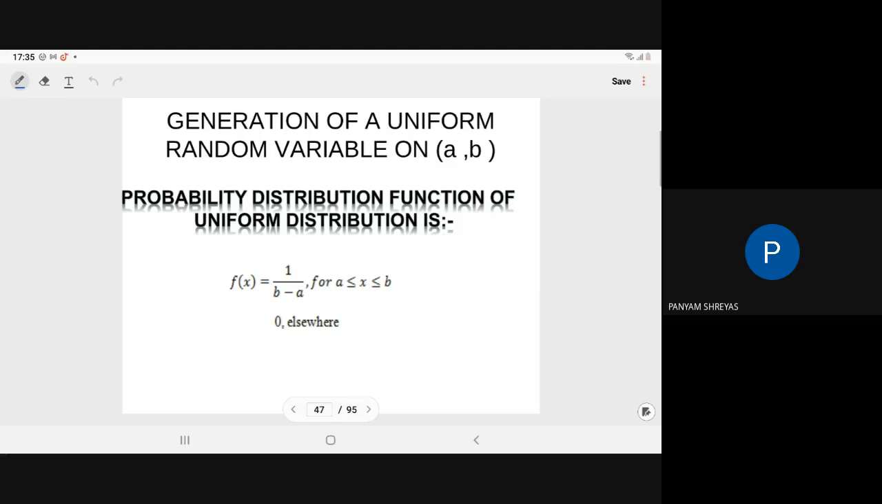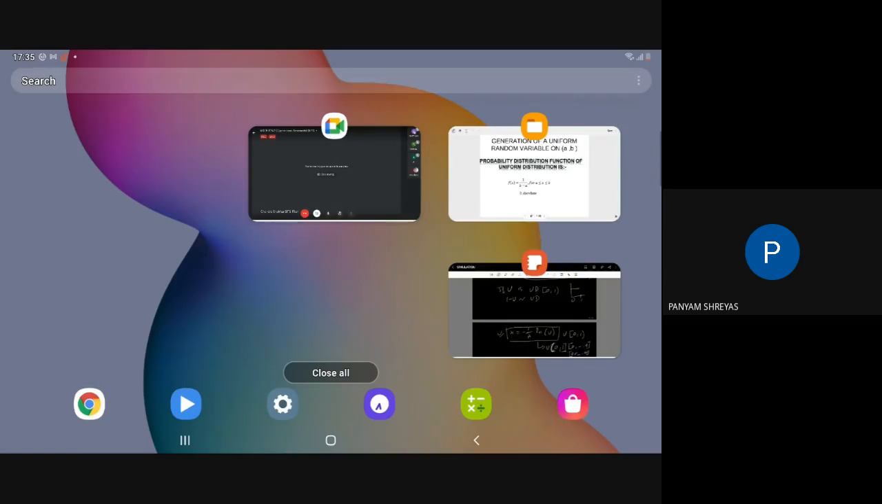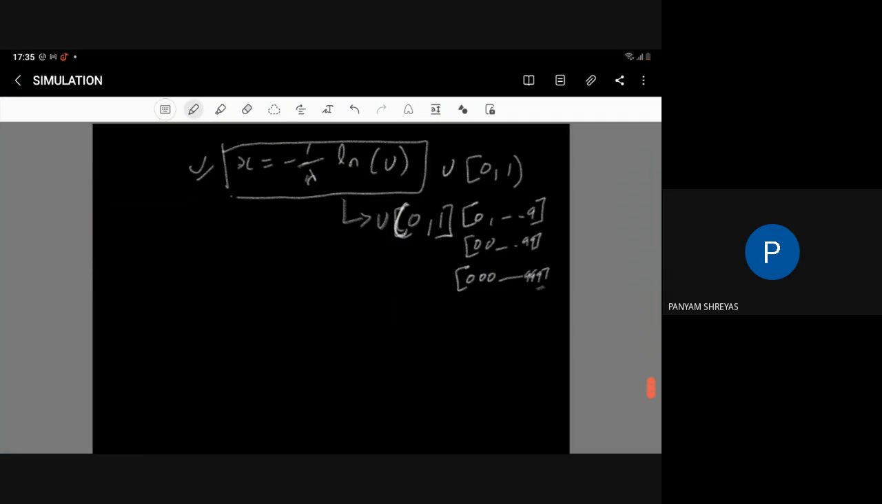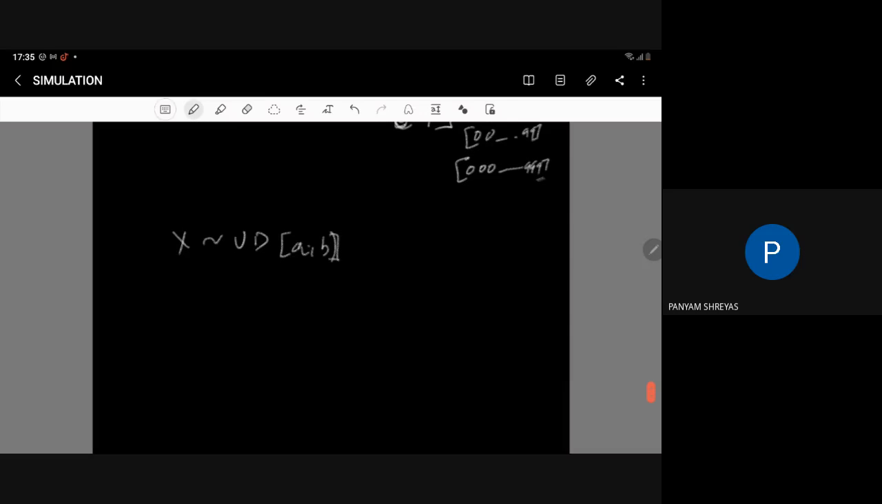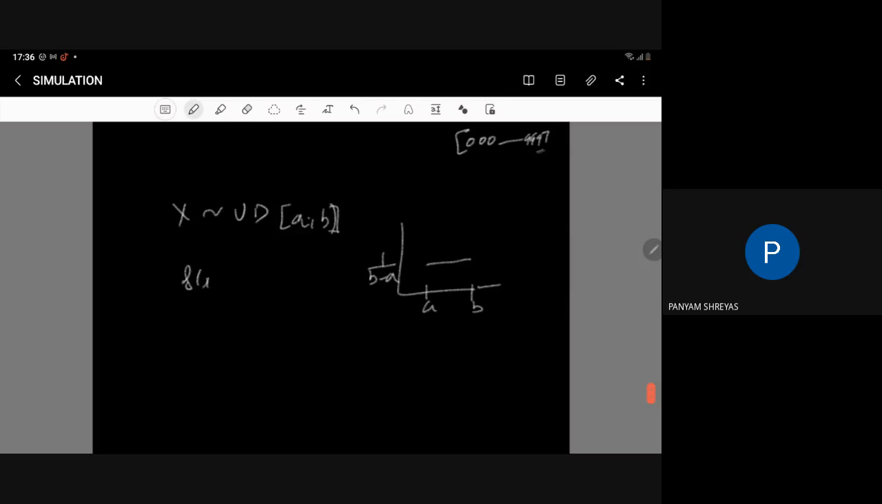Now, generation of the uniform random variable. So you know that if x follows the uniform distribution between a and b, let here we have a, here we have b, so this is 1 upon b minus a. So fx is 1 upon b minus a for x from a to b.